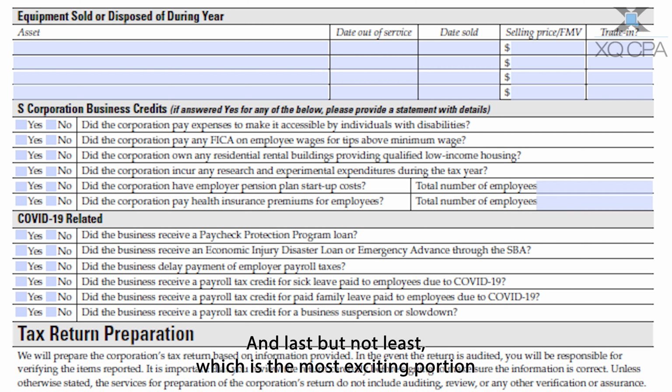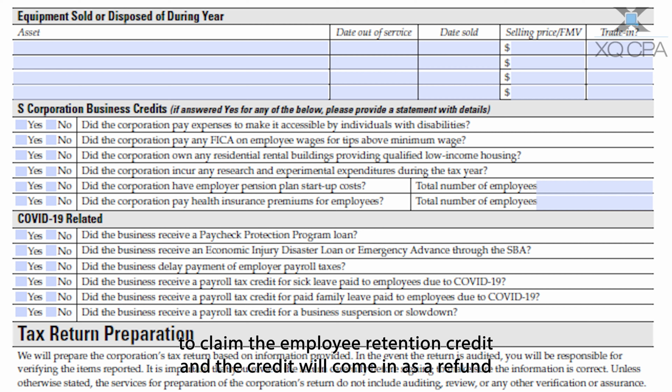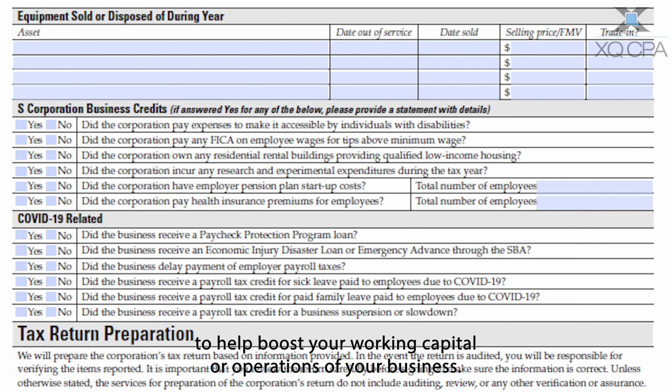And last but not least, which is the most exciting portion, is the employee retention credit. If your business has experienced any reduction in your revenue, or if you were forced to suspend your operation due to COVID, please also let us know, because chances are we might be able to claim the employee retention credit, and the credit will come in as a refund to help boost your working capital or operations of your business.